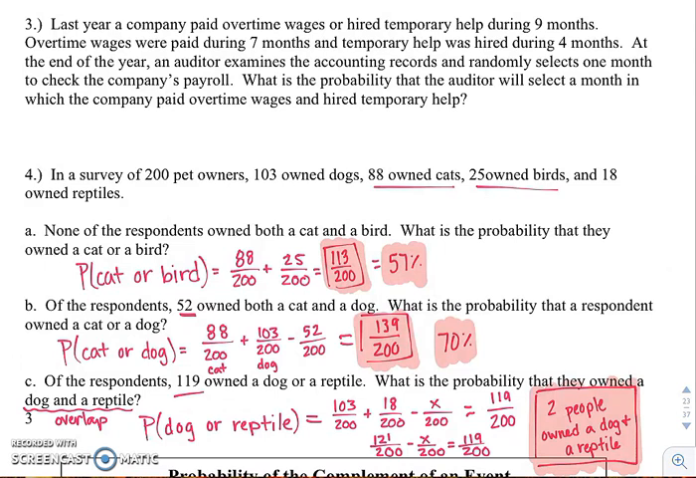So go ahead and try the practice problems on the next page.